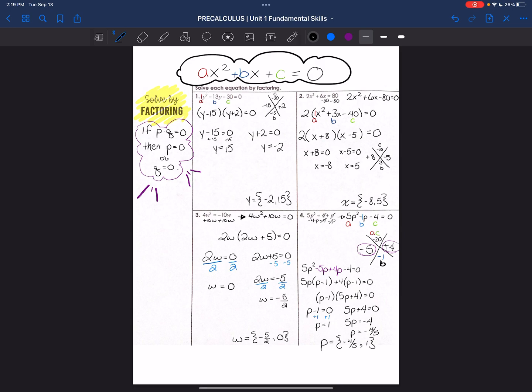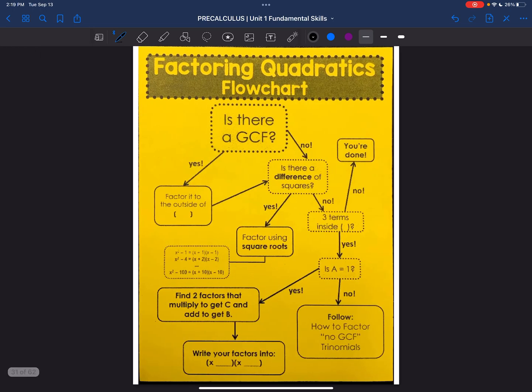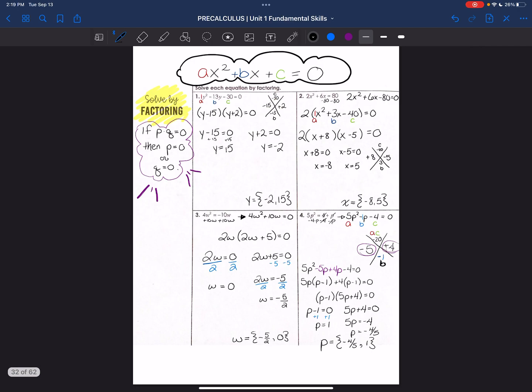There you have it, ladies and gentlemen. That is solving by factoring. I really hope that this factoring flowchart is helpful for you as you work to solve quadratics through that factoring process.